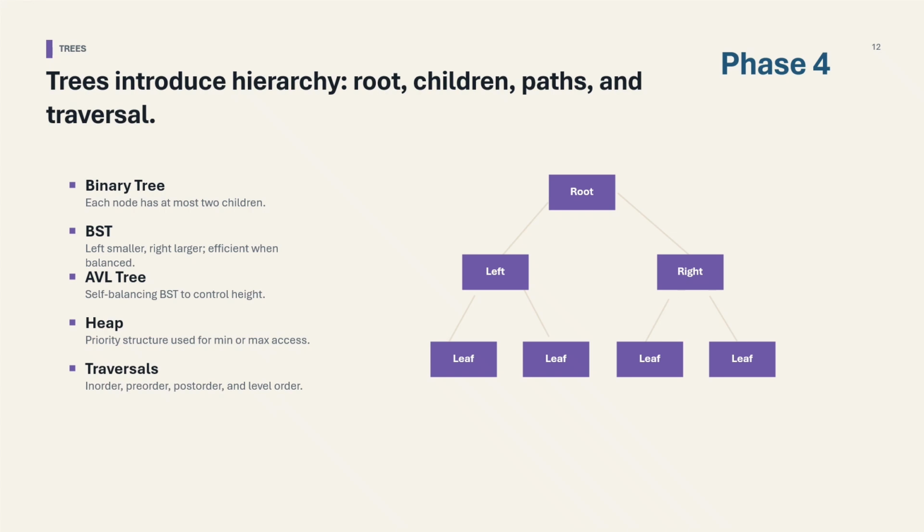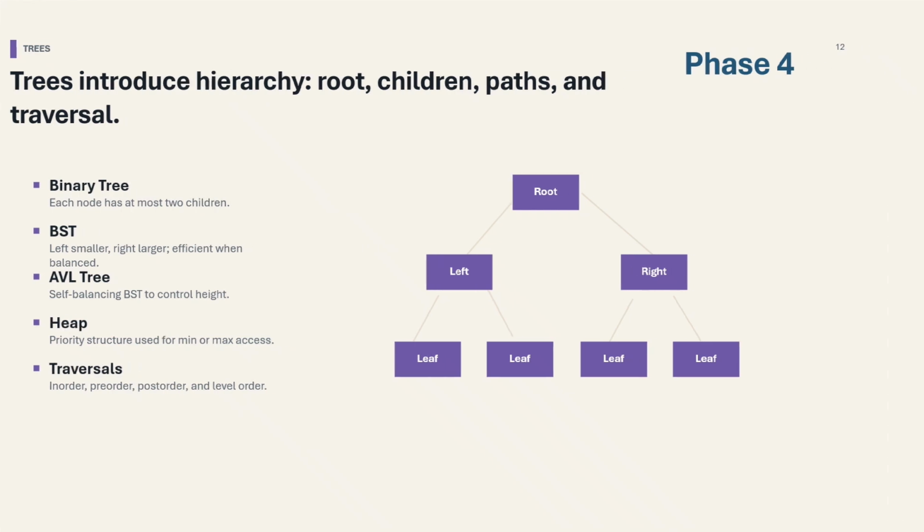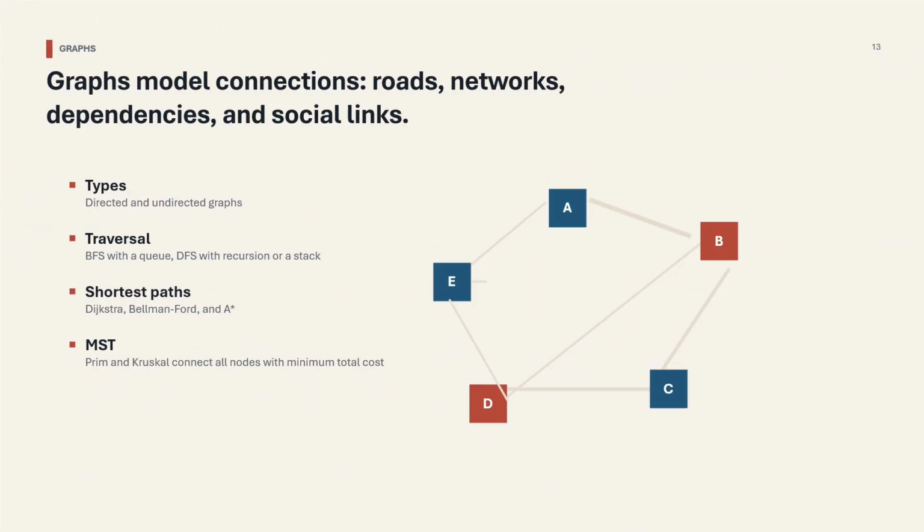In-order is left, root, right. Pre-order is root, left, right. And post-order is left, right, root. Also learn level order traversal, which uses BFS. After trees, move to graphs.